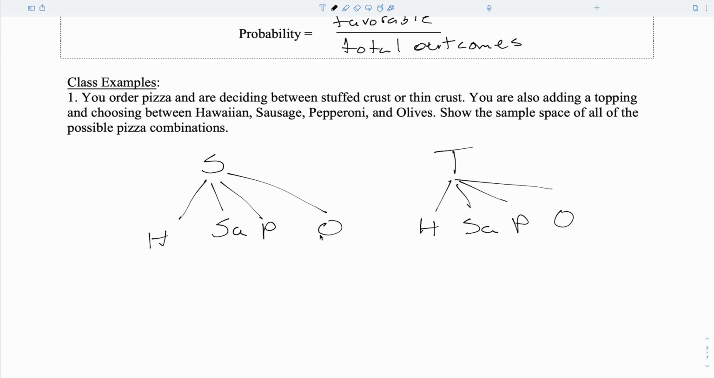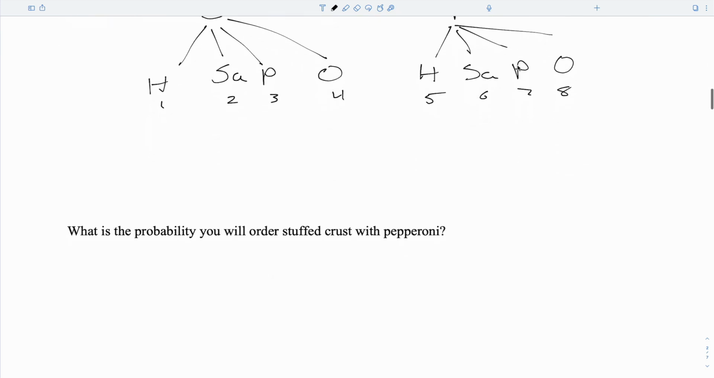How many types of pizza could you have, Carson? 1, 2, 3, 4, 5, 6, 7, 8. There are 8 types. So you just made a sample space with all of your combinations using this thing called a tree diagram. Yeah, Grant.